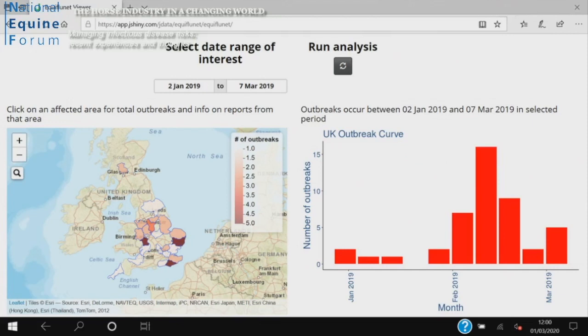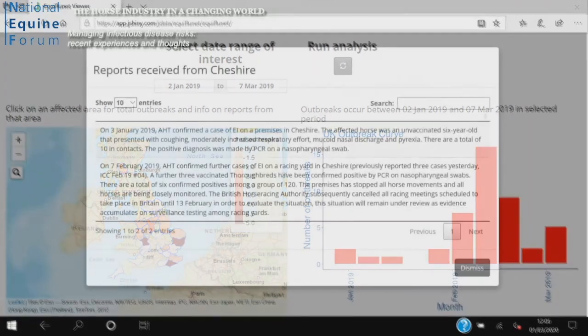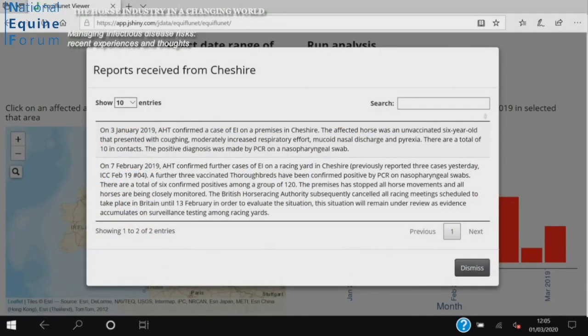You can see that there on the map, it's got a fairly wide distribution across England, not so much in Scotland or Wales. And if we hover over the county of Cheshire and I press the click, this is what we come up with. We have more information about each outbreak. The 7th of February was important because that was the first day of a 6-day lockdown that the BHA put in place, and the details are there.